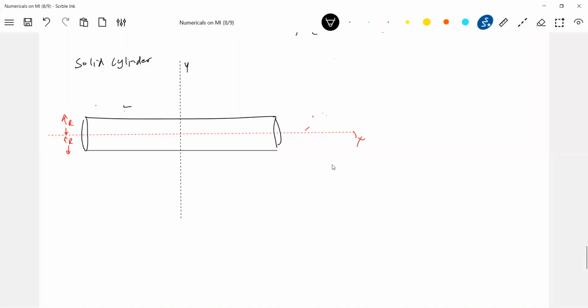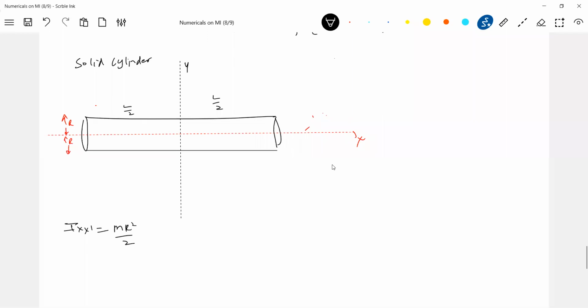Let me do the problem. This is length L by 2, this length L by 2. Now what is the moment of inertia about the x-axis? It is similar to a circular disc only. Moment of inertia about x dash is equal to mr square by 2.